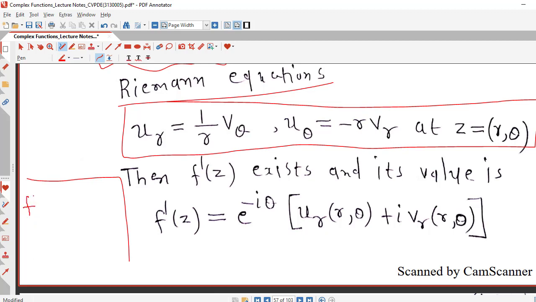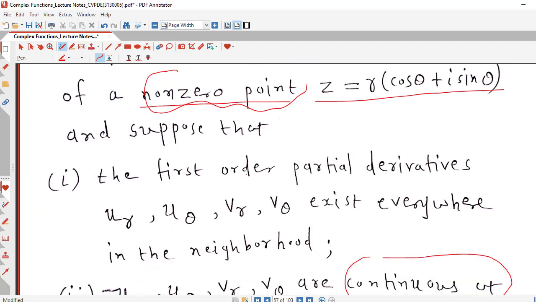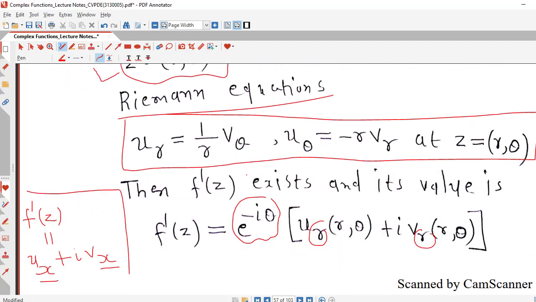This is also similar to the formula in Cartesian form. If f of z is u plus iv, where u and v are functions of x and y, then in that case the formula for the derivative was del u by del x plus i into del v by del x. So here, instead of x, we have to consider partial derivatives with respect to r, and there is an extra term multiplied, e raised to minus i theta. In this way we can use Cauchy-Riemann equations in polar form to check differentiability of a complex function.